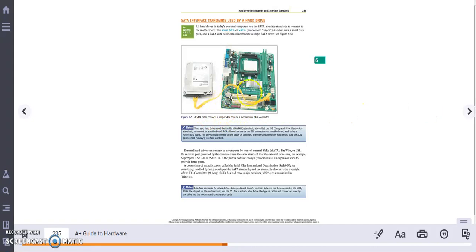Here's a serial ATA drive, and you can tell because this is a thinner cable. Parallel cable is much wider, it's gray in color. Serial is much faster because it has dedicated channels. One side of this cable is send receive only, and then the other side is receive send only.